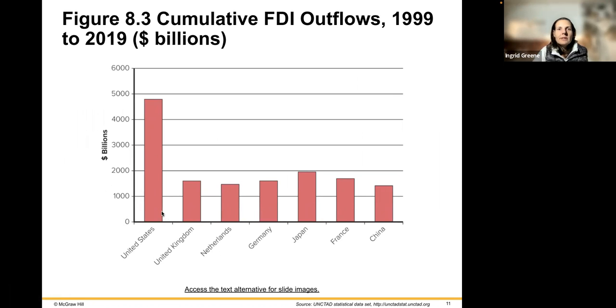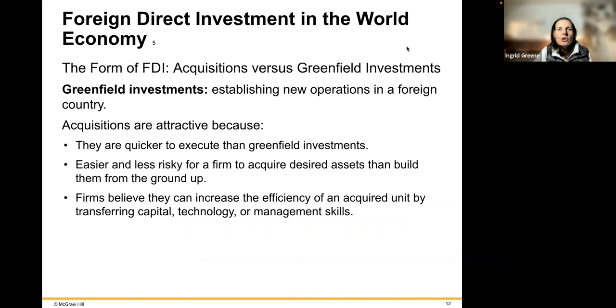Here are the cumulative outflows from 1999 to 2019. As you can see, the US is a big one, with lots of US firms going abroad. Also the UK is doing decently well, in line with the Netherlands, Germany, Japan, and France. But what's so interesting is that China has just gotten into the game in the last decade or so, and has already caught up to those European countries from 1999. So they're moving quickly, obviously.